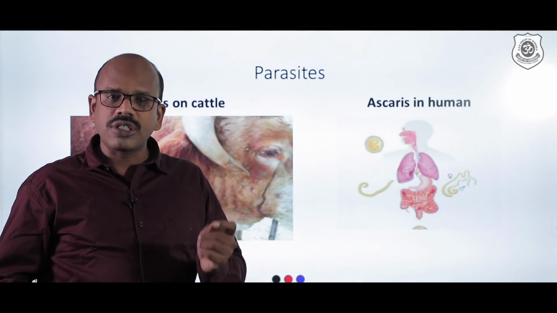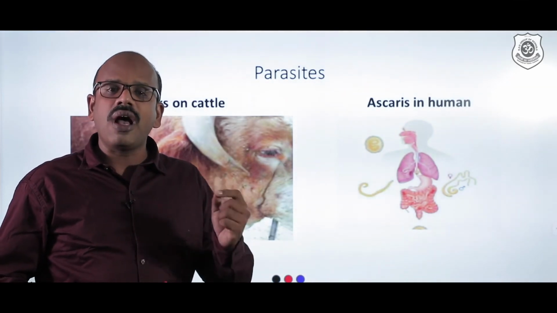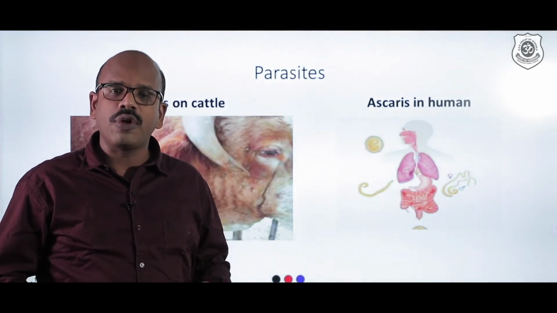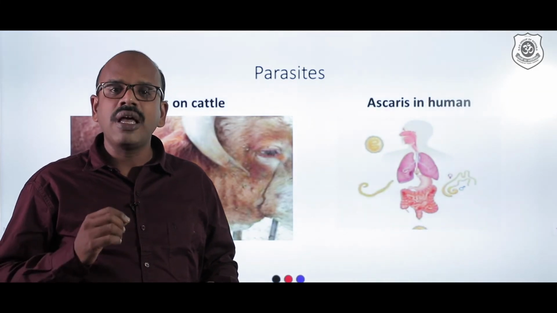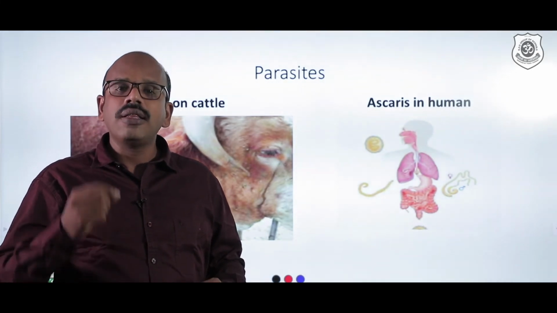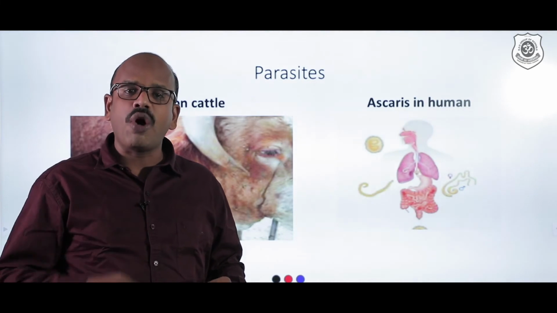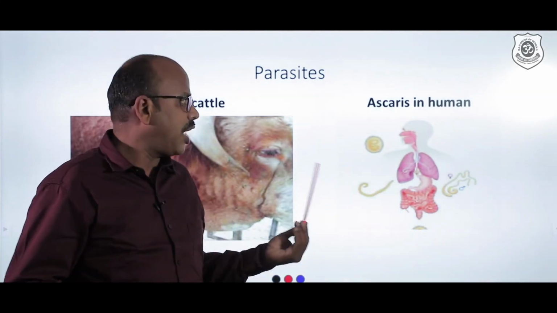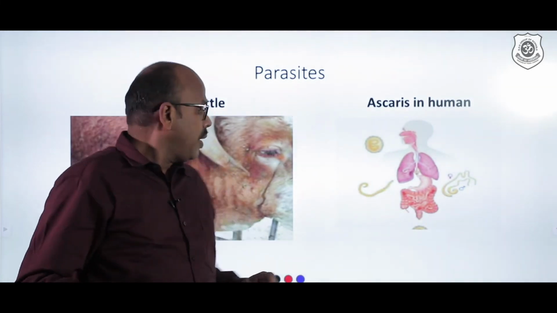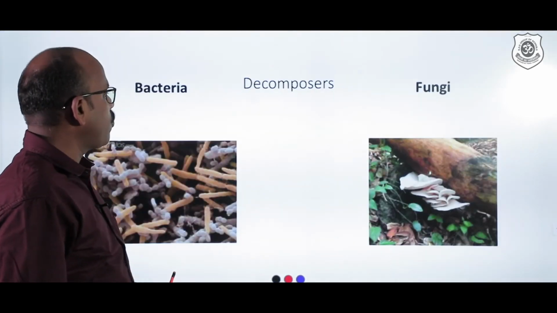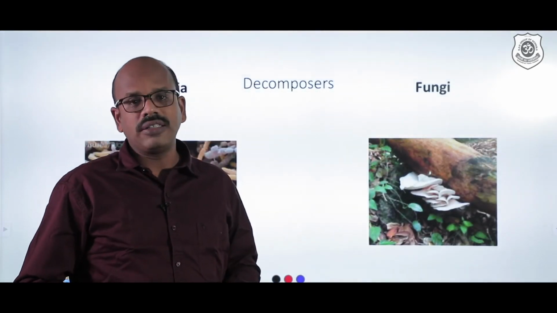So ecto means outside. The parasite that lives on the outer surface of the body of the host is called an ectoparasite. Endo means inside. The parasite that lives inside the body of the host is called an endoparasite. So we have seen how we can classify the different types of organisms.